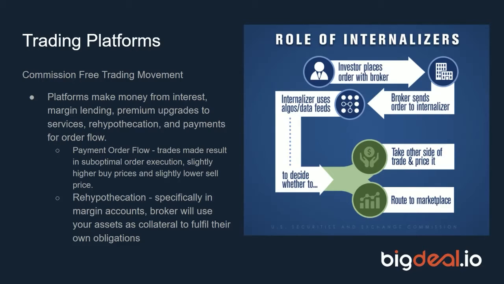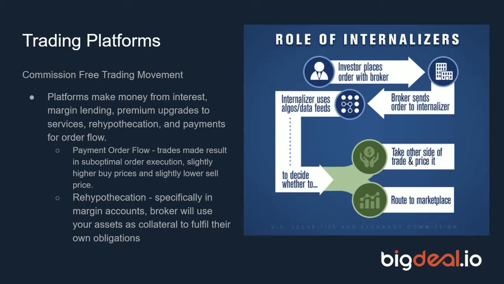On the right here, you'll see a typical payment order flow for how a broker sends your transaction to the marketplace and how it gets executed. First, the investor, or you, place the order with your broker. So Robinhood, TD Ameritrade, E-Trade, you name it. And that broker then typically sends this to an internalizer. This internalizer uses algorithms and data feeds to figure out how best to route that transaction. You have to remember, though, they're doing this for you for free. So while they're doing this, they have some interest in mind to make a little money off of that transaction.